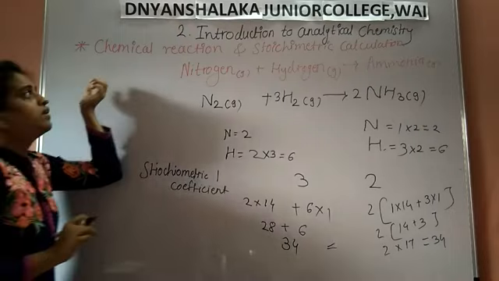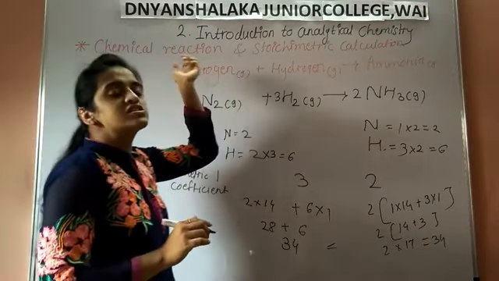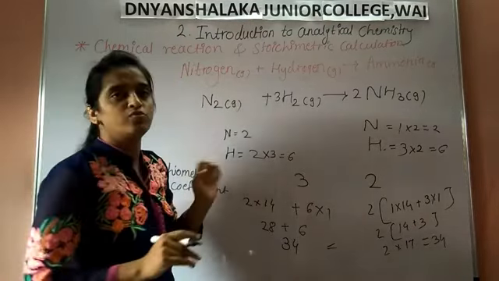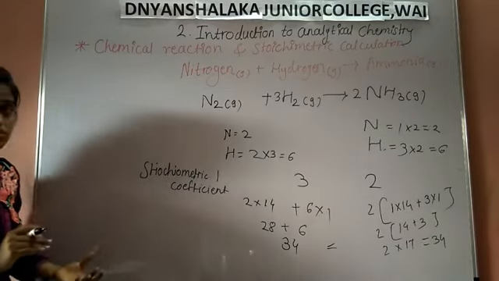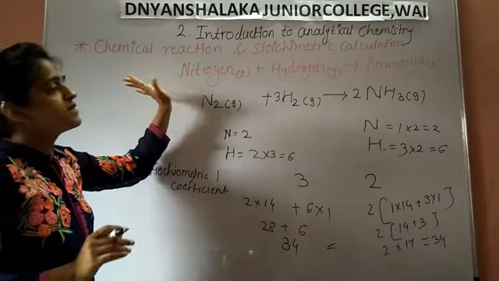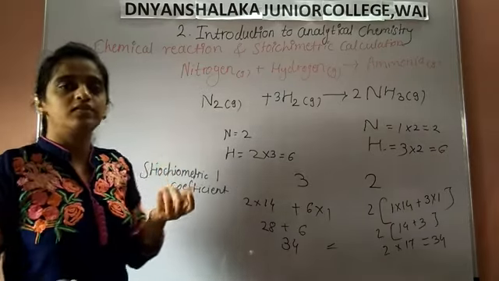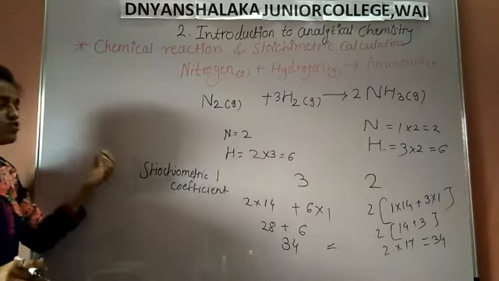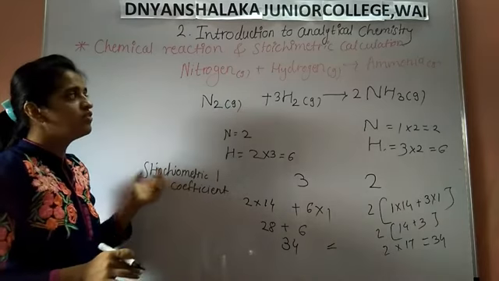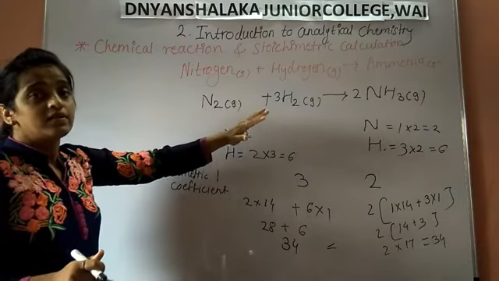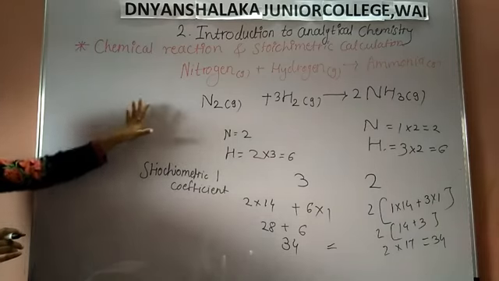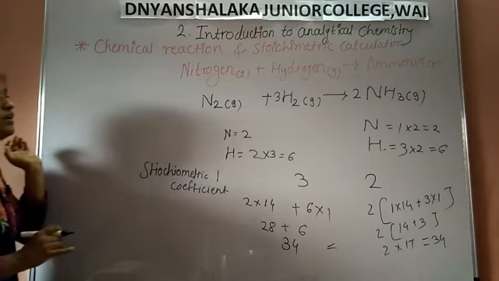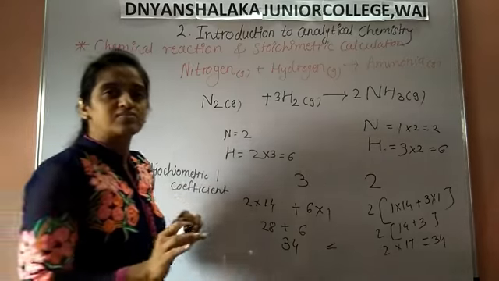So this is the concept of chemical reaction, chemical equation, stoichiometric calculation and stoichiometric coefficient. I hope you understand all these concepts: what a chemical reaction is, what a reactant is, what a product is, and that the stoichiometric coefficient is used to balance a chemical equation or reaction. I hope you clearly understood all these concepts. If you have any doubt or confusion, ask me. Thank you, students.